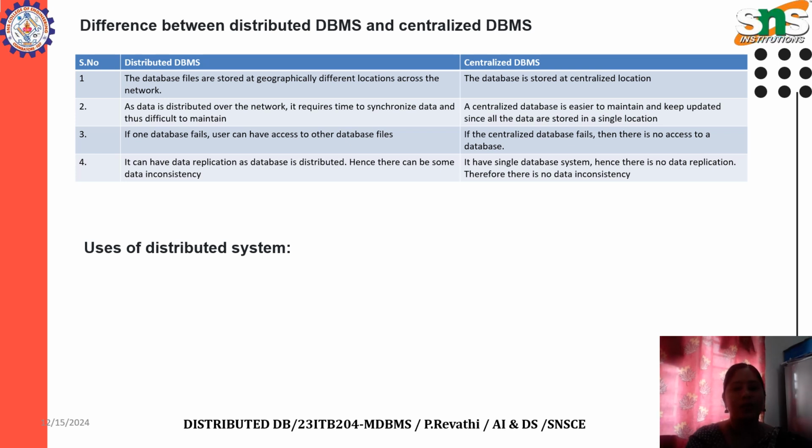Global accessibility, providing data access to users located in different geographical regions by storing data locally at their respective locations, minimizing network latency. High availability, ensuring continuous database operations even if one or more nodes fail, due to data replication across multiple sites.